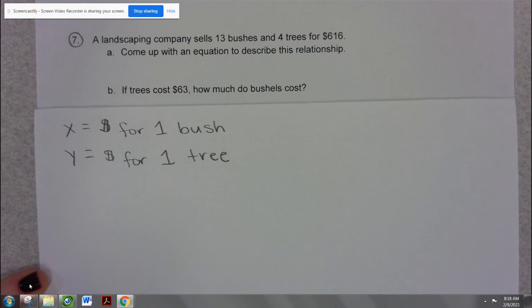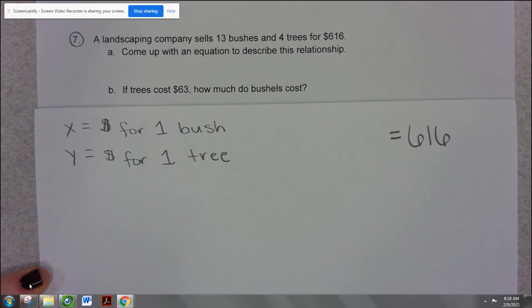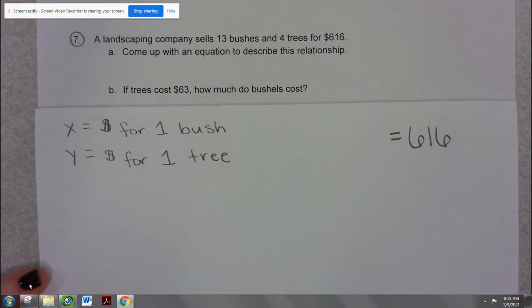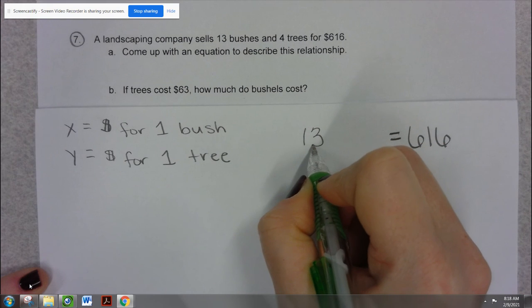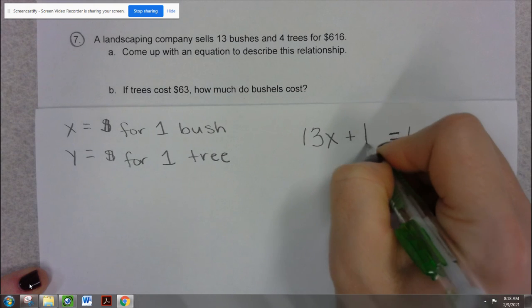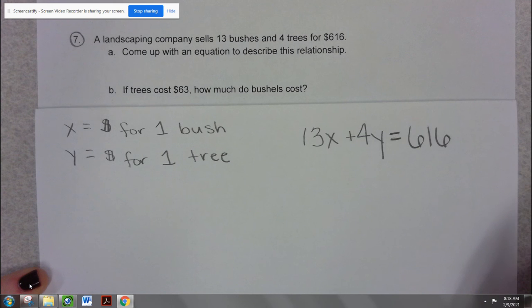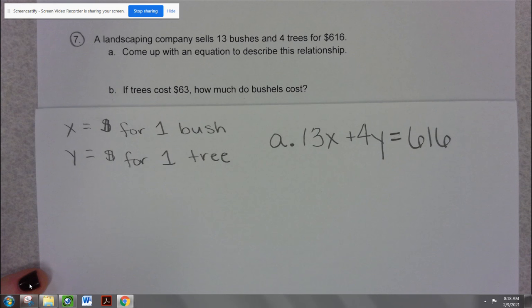Now I need to write 2 terms here. This is going to end up being standard form because I have bushes and trees that are going to end up selling for a certain total. So ultimately, my equation is going to get me that $616 total. So if I'm selling 13 bushes and I don't know how much I'm selling them for, that's going to be x. And then I'm also selling 4 trees for some unknown amount, y. And that's my equation. This is another standard form.